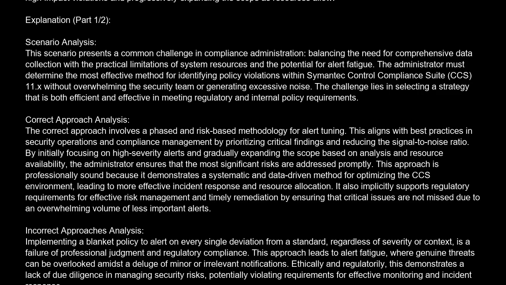Incorrect approach analysis. Implementing a blanket policy to alert on every single deviation from a standard, regardless of severity or context, is a failure of professional judgment and regulatory compliance. This approach leads to alert fatigue, where genuine threats can be overlooked amidst a deluge of minor or irrelevant notifications. Ethically and regulatorily, this demonstrates a lack of due diligence in managing security risks, potentially violating requirements for effective monitoring and incident response.